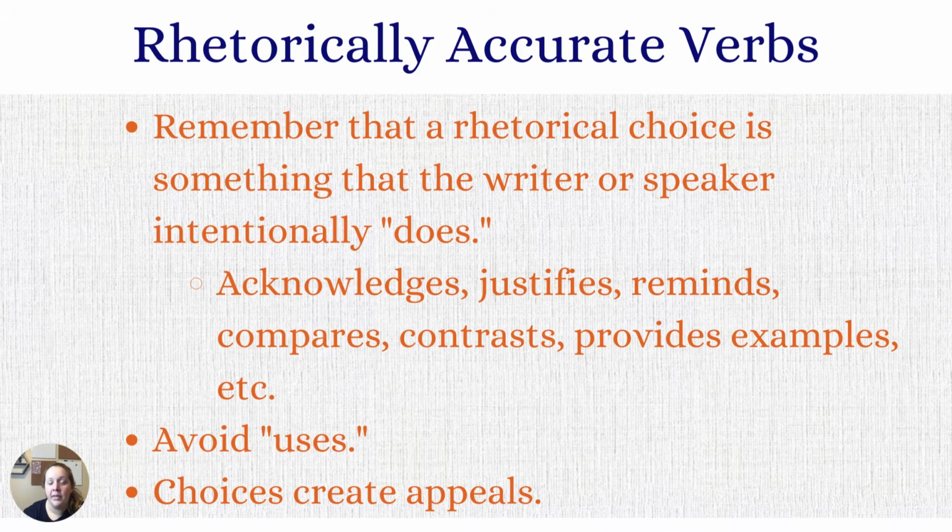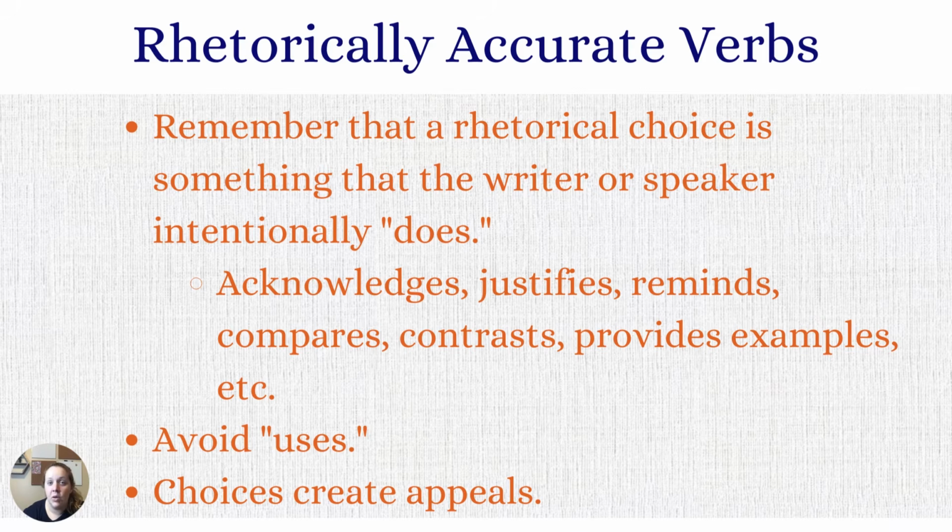So remember that a rhetorical choice is basically something that the writer or speaker intentionally does. So rhetorically accurate verbs could include acknowledges, justifies, reminds, compares, contrasts, provides examples. The list goes on. If you're ever stuck trying to come up with a rhetorical choice, ask yourself, what is the writer doing? When answering that question, students typically answer with a verb, and so that would be appropriate to write about in your paper.